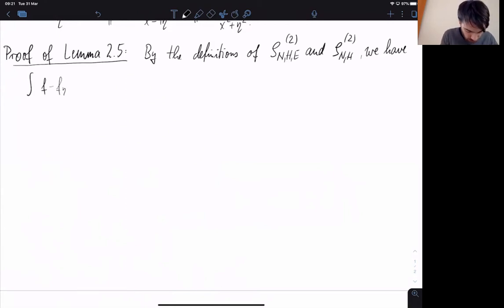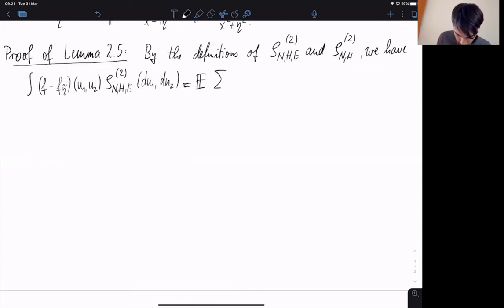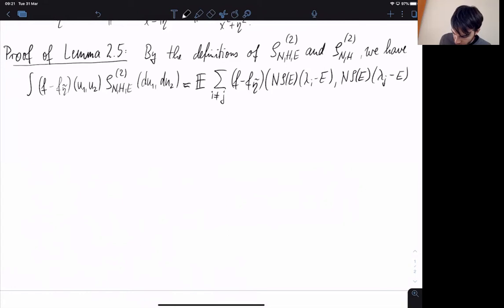If I have the difference of f and f eta tilde evaluated at u1, u2, and integrated against the k-point intensity measure, then, well, there was some rescaling. So maybe I first give you the result, and then I explain how it emerges: the expectation of the sum of the difference evaluated at n rho(E)(lambda_i minus E), n rho(E)(lambda_j minus E).